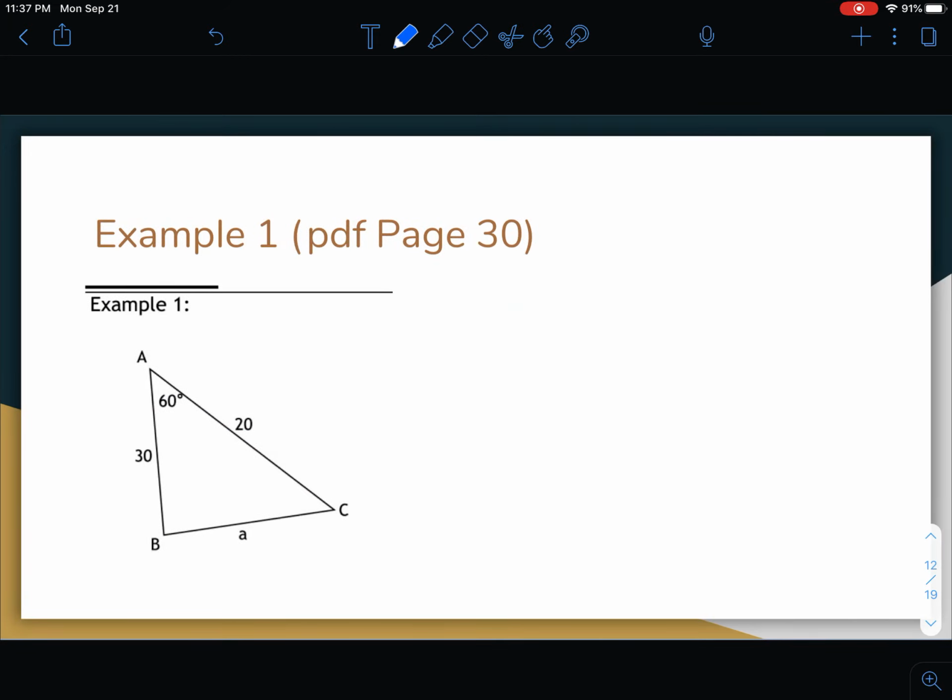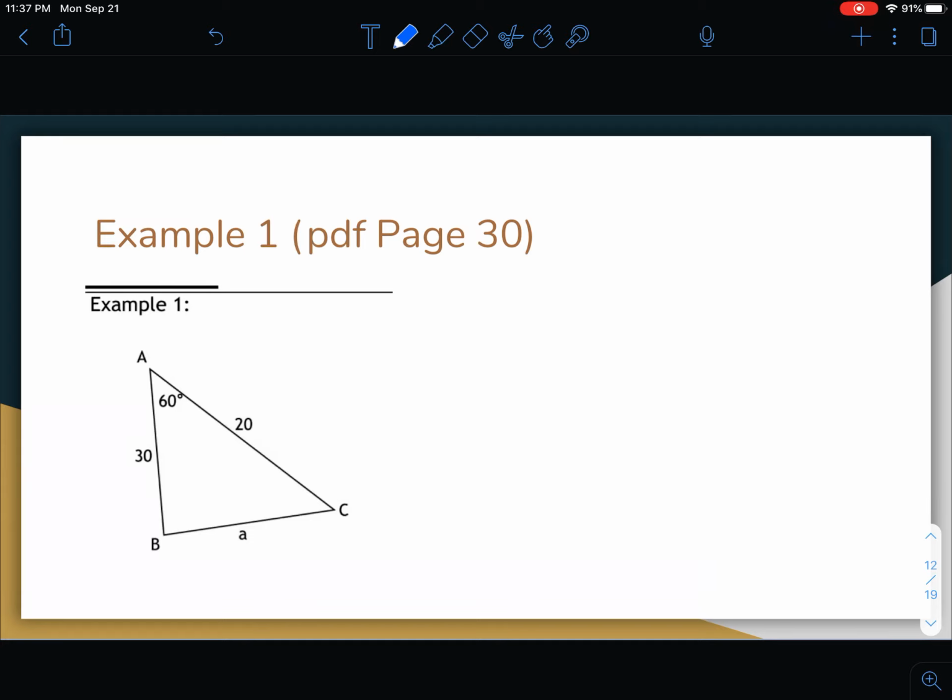So this is actually on your PDF page 30, and we're going to look at example 1 and 2. And let's see what we can do. So in this case, we're given two sides and an included angle. So let's see here. Yeah, we're going to have to definitely use law of cosines in this case.